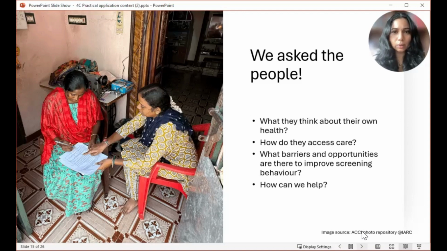Remember all our stakeholders? We asked everyone what they thought about the current situation or the current context. We asked the people what they think about their own health. How is it that they access care? What barriers and opportunities are there currently to improve screening behavior? And most importantly, how can we help?